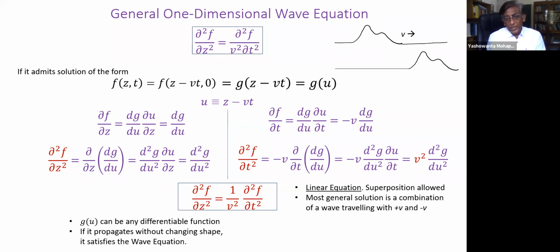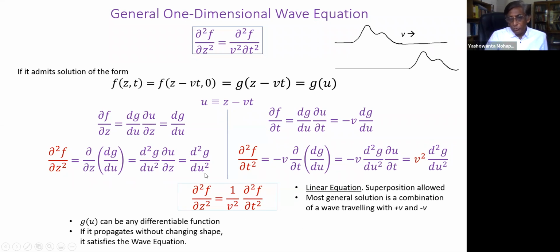If it is plus v, then it is going in the plus z direction, that is, this g of z minus vt here. And if this v itself becomes minus, then it becomes g of z plus vt. Then it is traveling in the left direction. It is in the minus z direction.